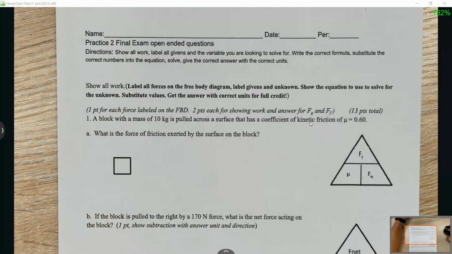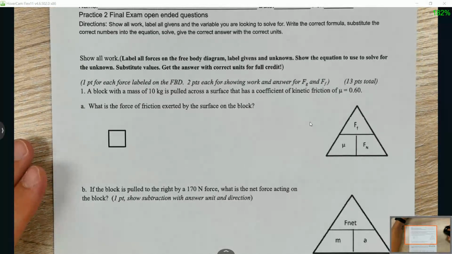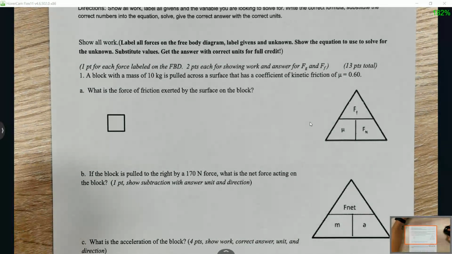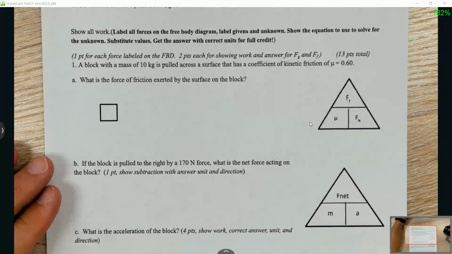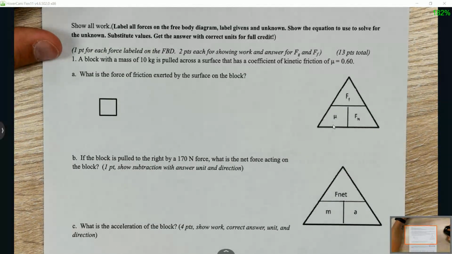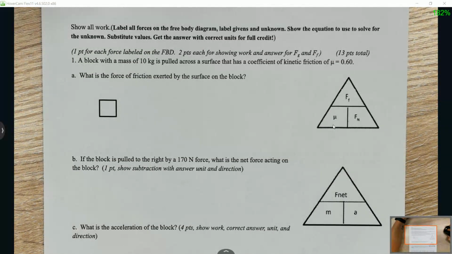Okay, here's the next version of our final exam open-ended questions. All right, you're going to pretty much see these on your final exam after the multiple choice sections. So this is a 13-point problem because there are multiple things that you are expected to do. We've done this before. This is actually one of the problems straight off of our midterm.